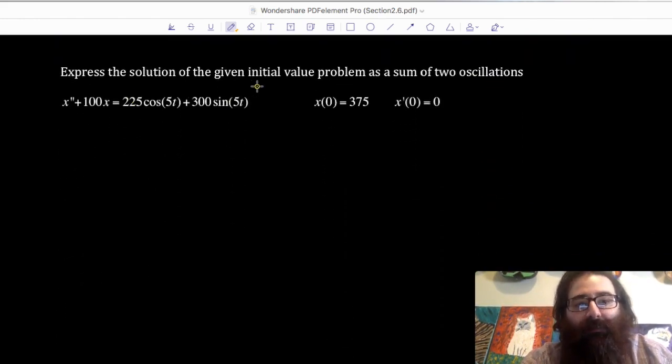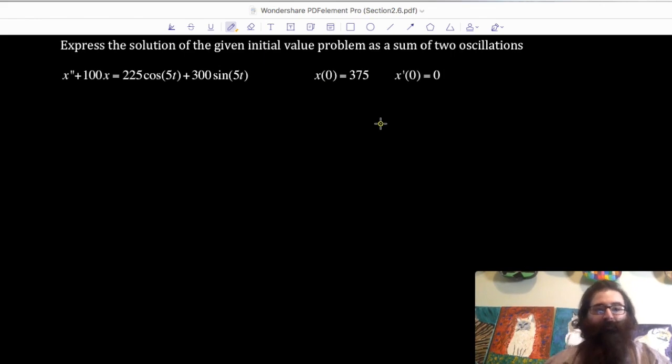So again, express the solution to the given initial value problem as the sum of two oscillations. We have x double prime plus 100x equals 225 cosine 5t plus 300 sine 5t. We have initial position, x at 0 is 375, and then initial velocity is 0. x prime at 0 is 0.